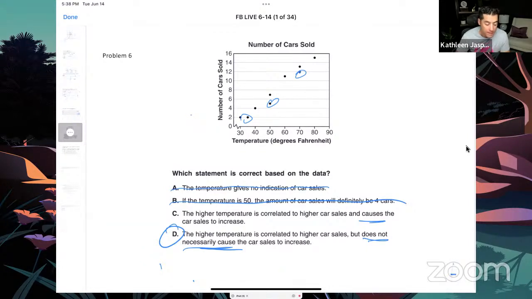And again, it's a matter of semantics and a couple of words. So just be careful with problems like this because they will be tricky, even though you're just looking at a chart that you would think is otherwise nothing too deceiving.